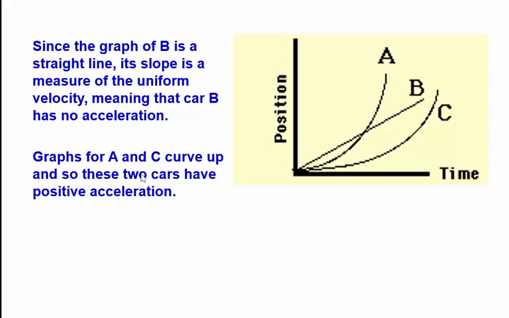All right? Graphs of A and C, you can see, are curving up. What does it mean when the graph of position against time of a moving object is curving up? If the graph of position against time curves up, it means the object has positive acceleration. So A and C have positive acceleration, whereas B has no acceleration.